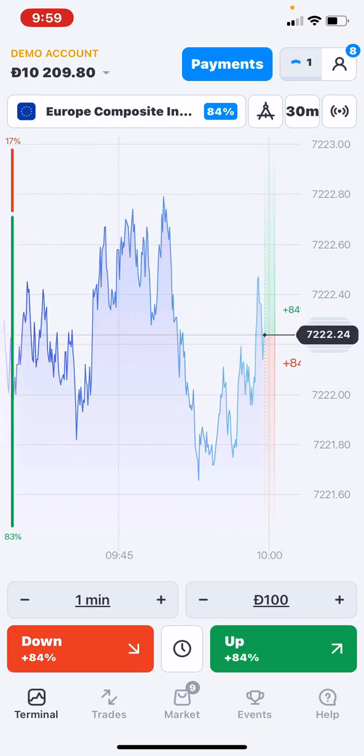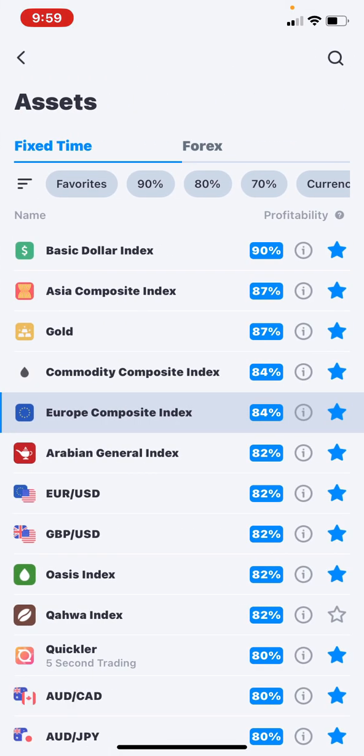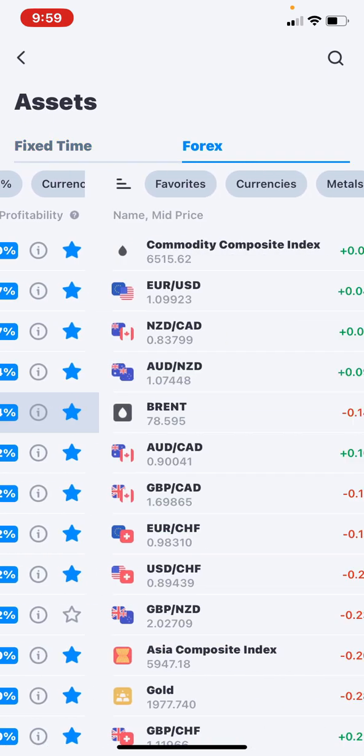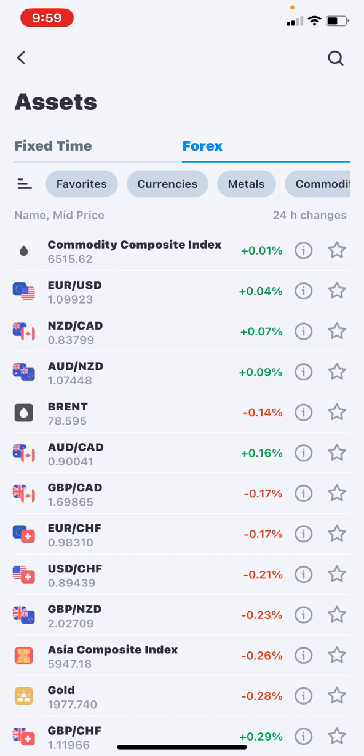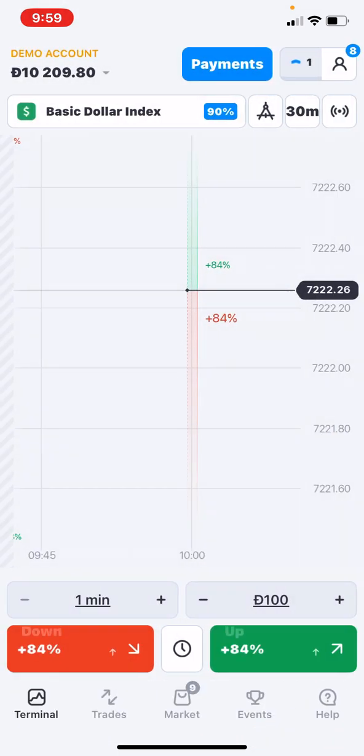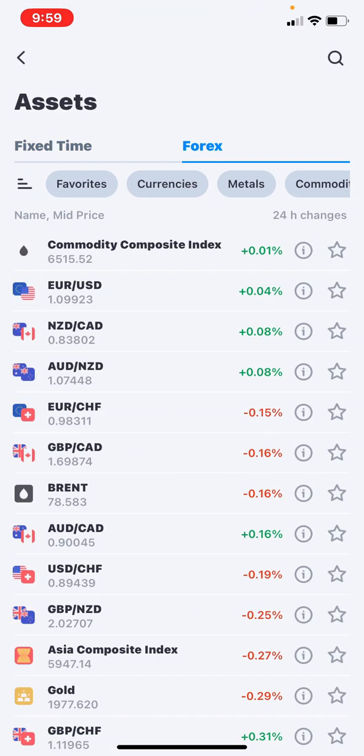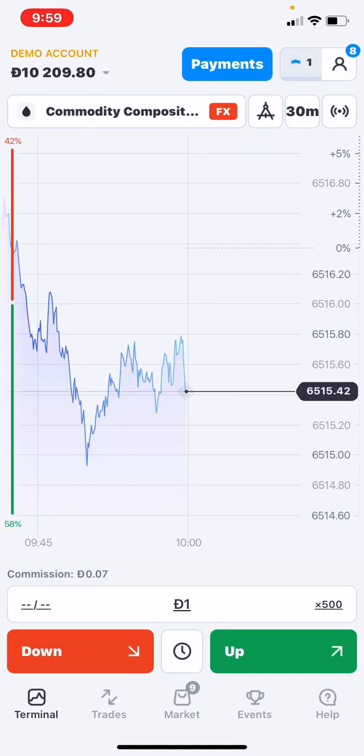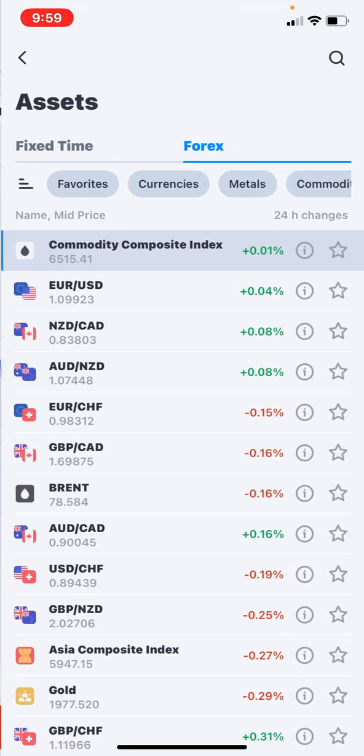In this platform you have two options. You have the FTT, which is called the fixed time, and the forex. You can trade on the FTT. The FTT is one based on time, and the forex is based on percentage. So this is the forex and this is the FTT.